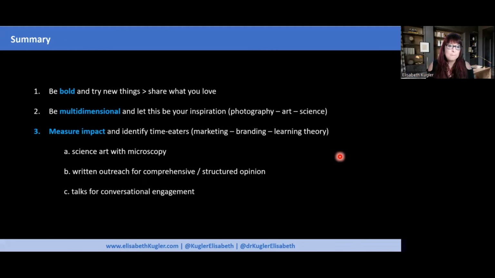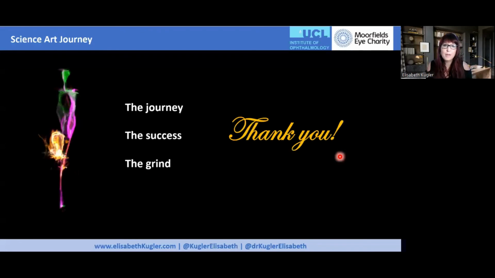And similarly, in the last point, to measure impact, I think it's less about everything being shiny and perfect marketing, branding, and learning theory, but actually to step away and say, what is a time eater, how can you be very efficient about your time, and what is it that you actually do enjoy. And so with this, I hope you enjoyed this video about the journey, success and the grind of my science art journey.